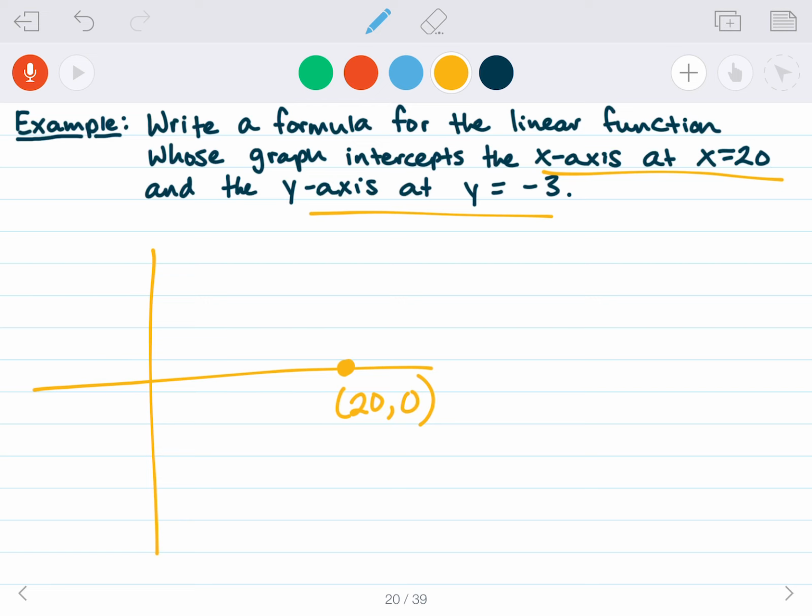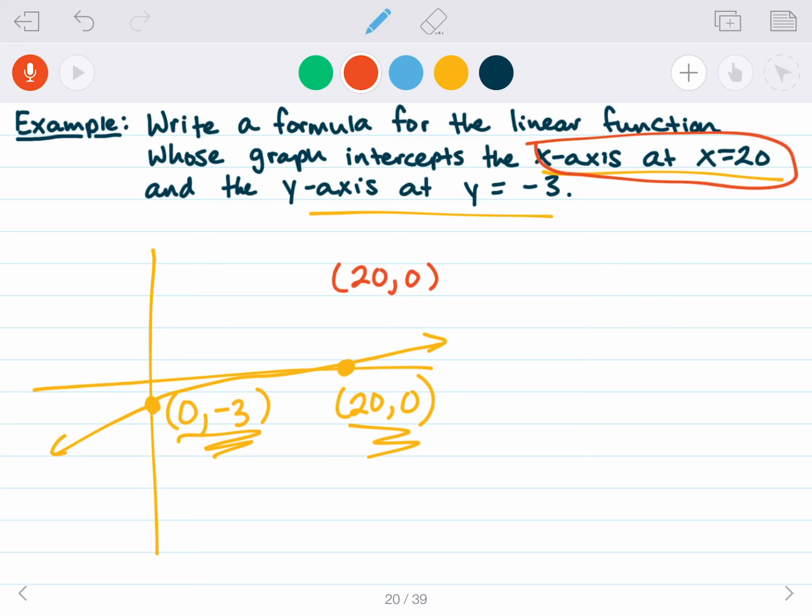It intercepts the x-axis at x equals 20, and then it says it intercepts the y-axis at y equals -3, sorry. So if it intersects the y-axis, that means x has to be 0, and y, therefore, is -3. So that's what this means, okay? Because of that, we have 2 ordered pairs, and that's all we really needed to do the problem. So our first ordered pair is 20, 0 from this part, and our second ordered pair is 0, -3 from this part. So let's figure out what the slope is first.